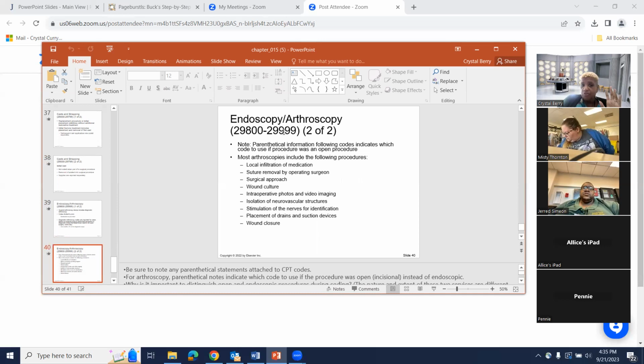And this is just endoscopy, arthroscopy. So this is the end of chapter 15, like I said, which was very short. You don't need to know all of that information, just the basics. The exam is very short, but remember, it's due by Sunday.